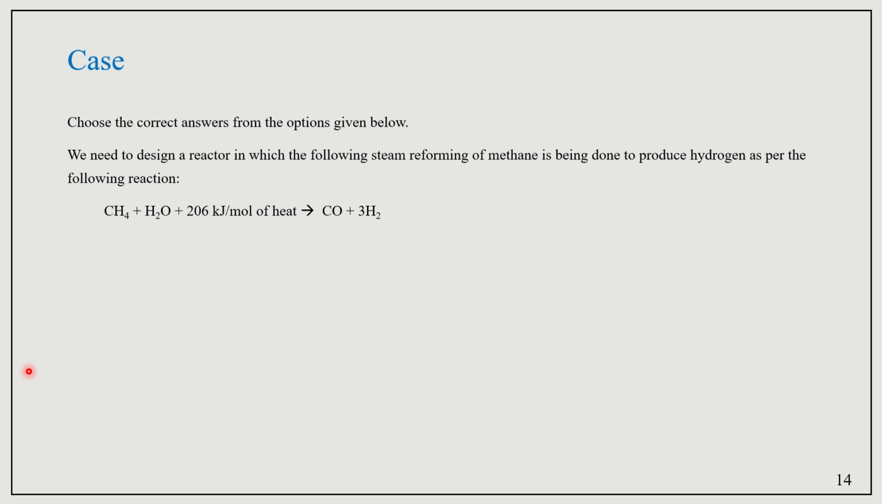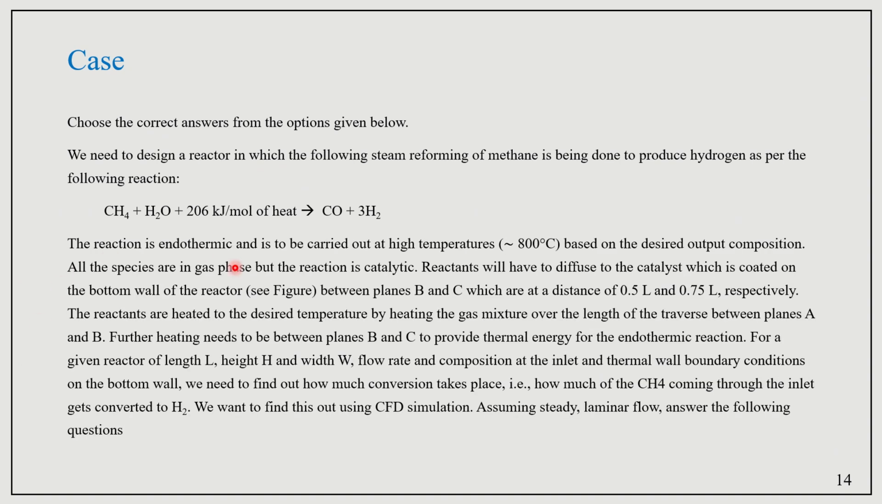Carbon monoxide and hydrogen. So what is given is that the reaction is endothermic and is to be carried out at a higher temperature, 800 degrees Celsius, based on the desired output composition. All the species are in gas phase, but the reaction is catalytic. Reactants will have to diffuse to the catalyst, which is coated on the bottom wall of the reactor, see figure, between planes B and C, which are at a distance of 0.5 times length and 0.75 times length respectively.